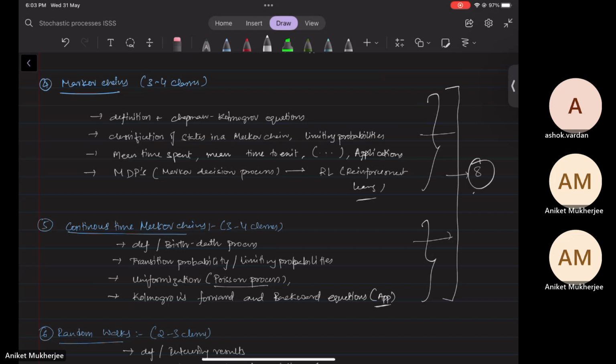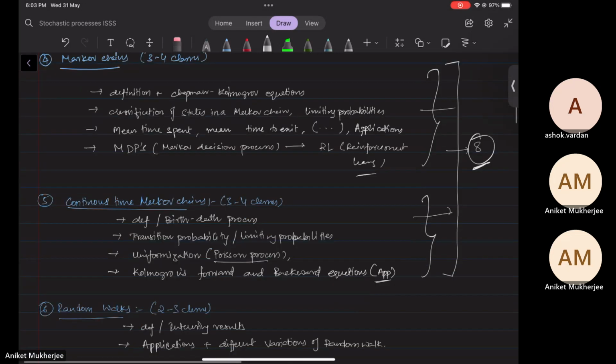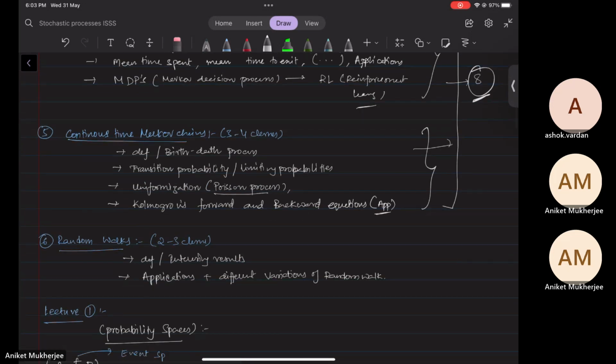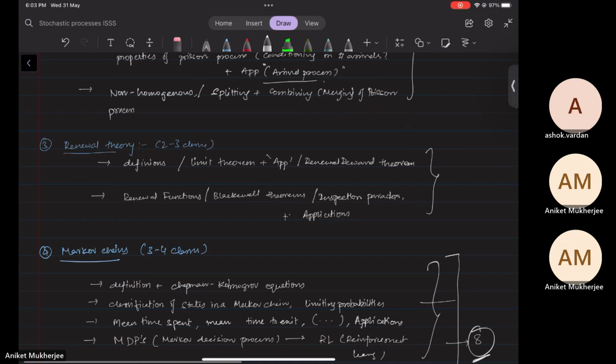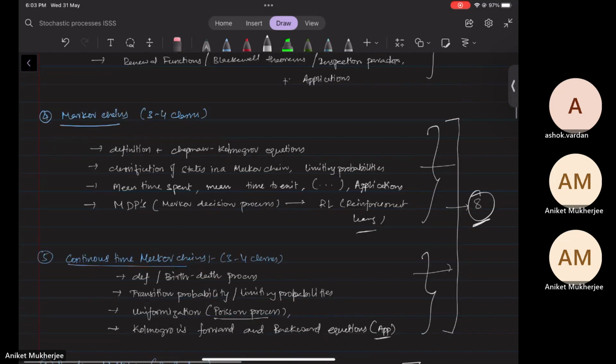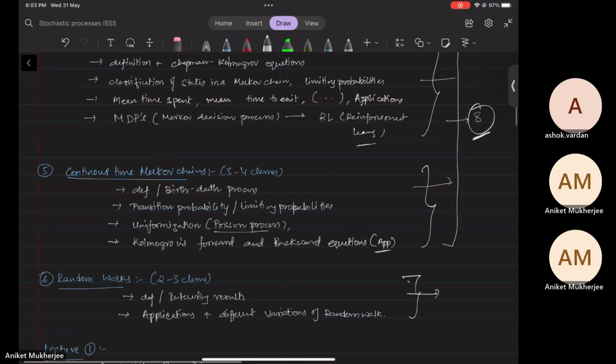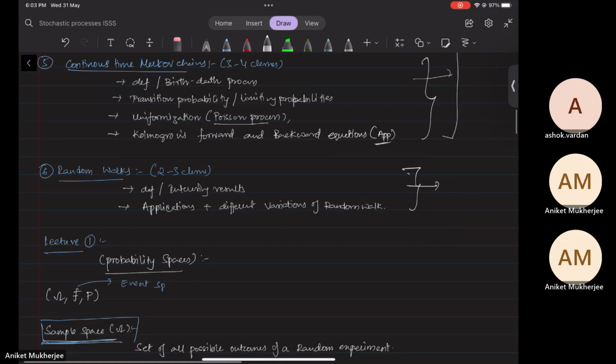So this will cover most of the topics that we will cover. Markov chains will be covered in most of the classes. And finally, we'll do some interesting examples on random walks. Random walks come up in various other places also, like in Poisson processes and Markov chains, but we'll see random walks separately.